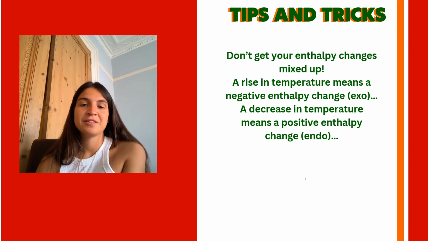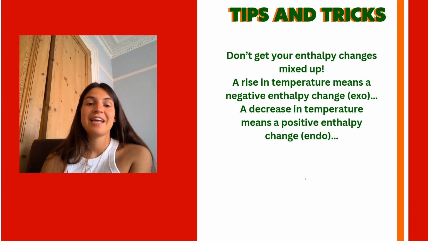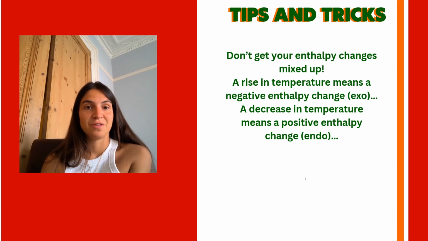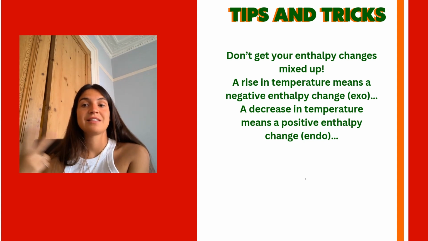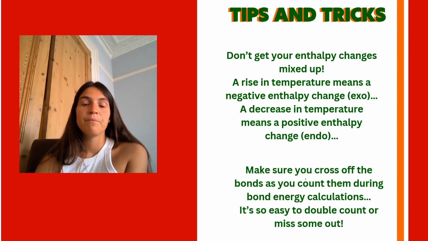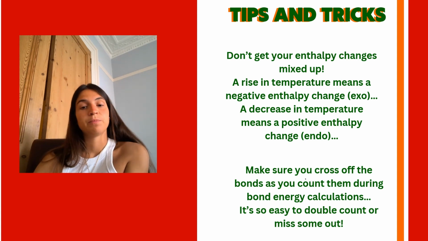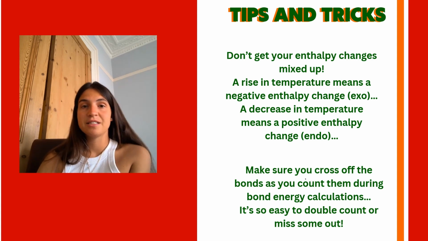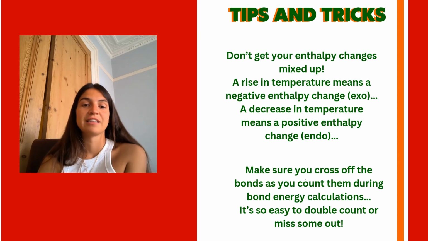Okay, first tip is don't get your enthalpy changes mixed up. A rise in temperature means a negative enthalpy change and is exothermic, whereas a decrease in temperature means a positive enthalpy change and is endothermic. So make sure those are straight in your head. If you do the bond calculations for your spec, make sure you cross off the bonds as you count them during the bond energy calculations. It's easy to double count or miss them out, and it will stop you making silly mistakes and losing unnecessary marks.